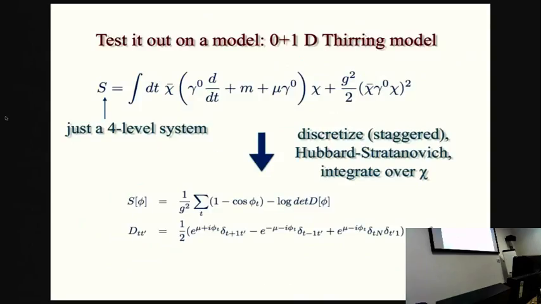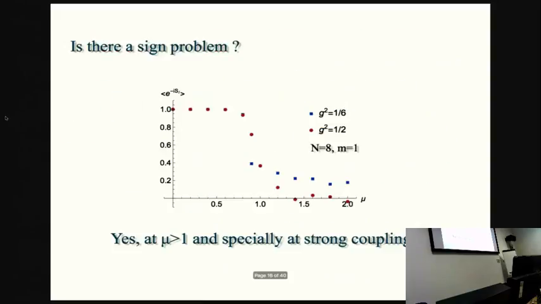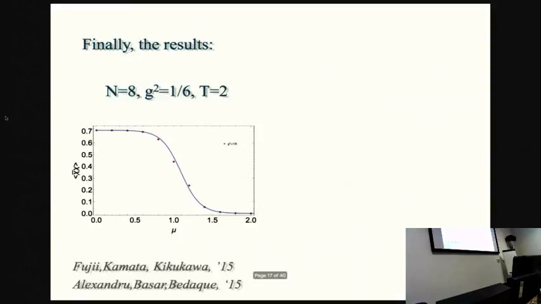So let's test it out. The first example is kind of a workhorse in this business. That's the 0+1 dimensional model. Do not be impressed. This is a 4-level quantum mechanical system. It's exactly solvable. But you learn a lot by doing those things. So first of all, if you just do it in the real plane, there is a sign problem. Your average phase is zero. So you need to do something about it.